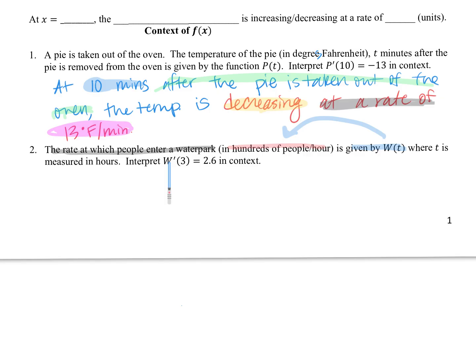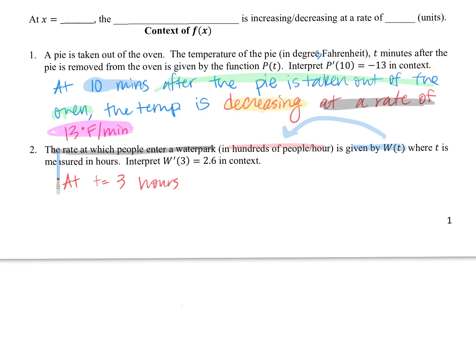Now they're saying interpret W prime. But wasn't W already a rate? So when you interpret the rate of a rate, because W prime is going to be a rate, you have to use the word rate twice. They're kind of annoying. So we're going to say at T equals 3 hours. We got to say when this is happening because it's not always consistent. And I chose that 3 from right here.